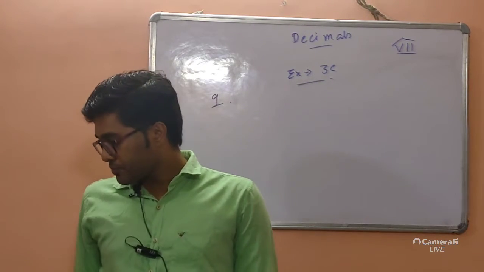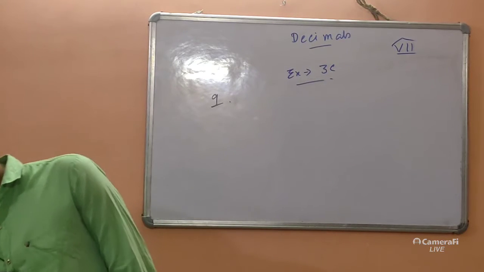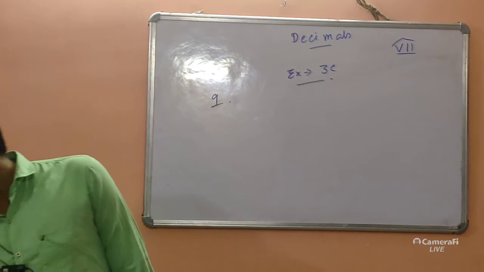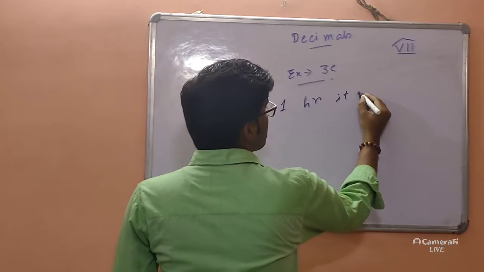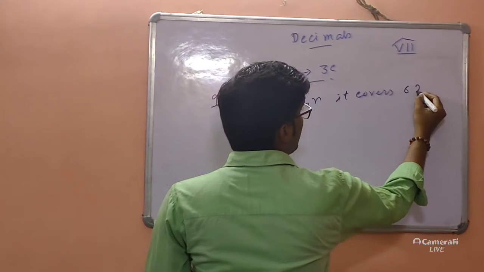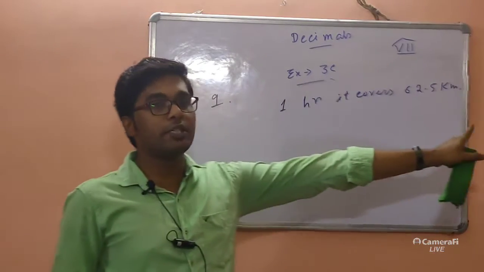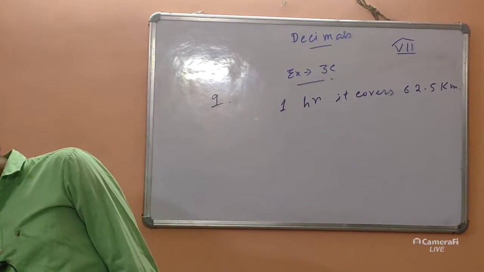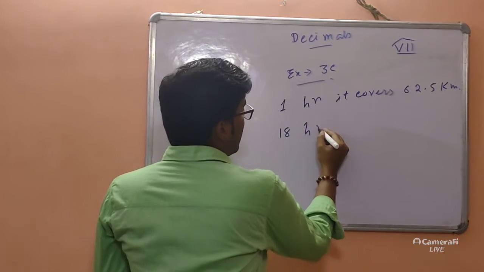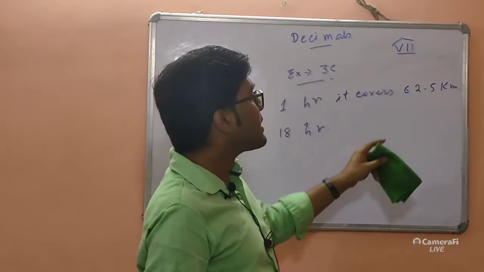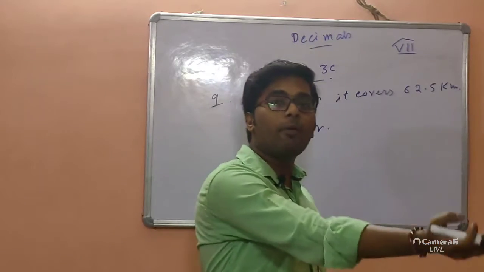Read the question carefully. It says a bus can cover 62.5 km in 1 hour. How much distance can it cover in 18 hours? So in 1 hour it covers 62.5 km. Now, if in 1 hour it can cover this much distance, in 18 hours obviously it will cover more distance.